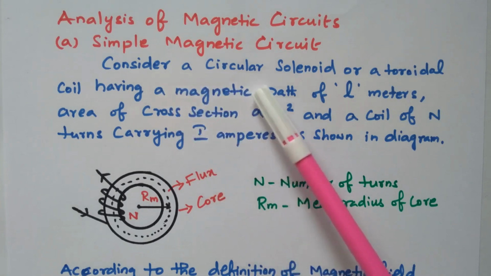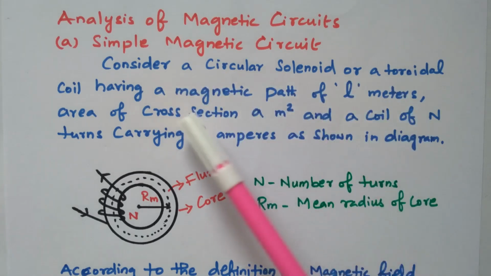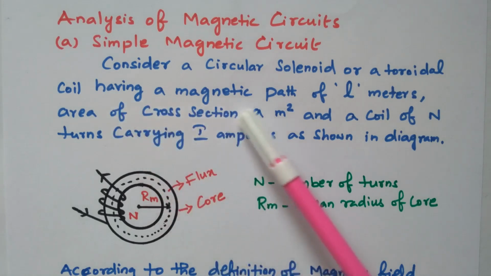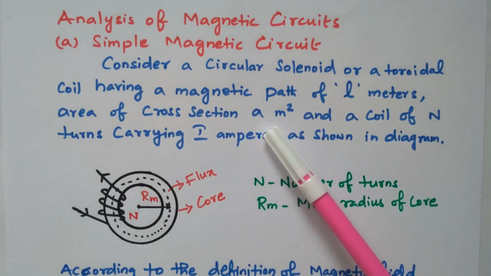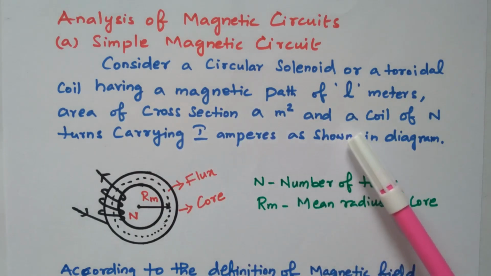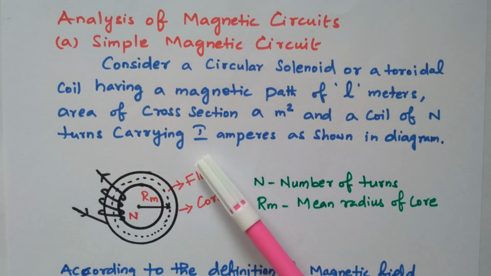Let us consider a circular solenoid or toroid coil having a magnetic path of L meters, the area of cross section A meter square, and a coil with n number of turns carrying a current of I ampere. That is given in this diagram. This is called a toroid, the circular form, or circular solenoid. Solenoid normally means the linear form. If a solenoid is bent into a circular form, it is called a toroid.